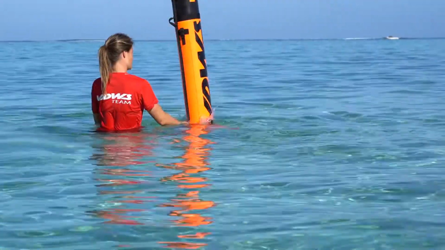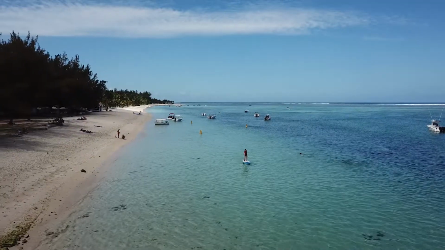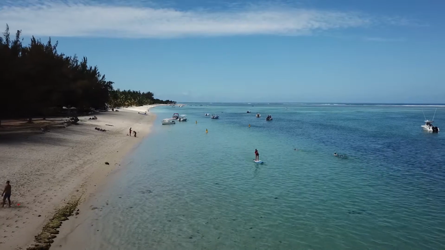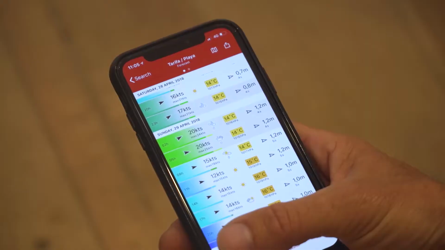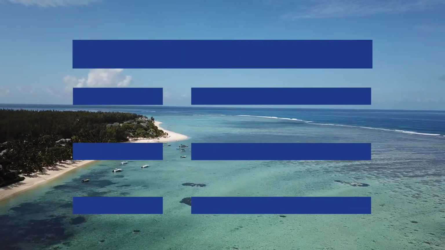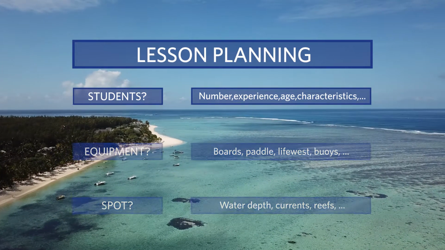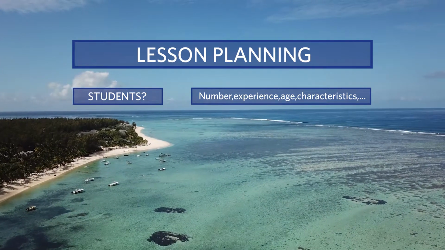What material and what kind of teaching aids are available? Does the spot contain a particular characteristic that can influence the lesson? What wind and weather conditions are forecasted for the time of your lesson? Generally speaking, the more information an instructor has before starting a course, the easier it is to adapt to the needs of the individual target group.